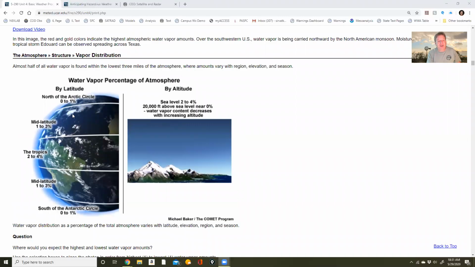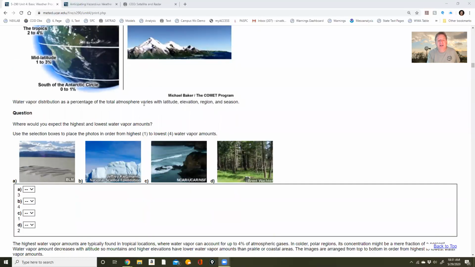Now, the atmosphere, when you're in the tropics near the equator, you're talking about 2 to 4% of the air is water vapor. Up in the mid-latitudes, which is where we live, in the middle latitudes in the United States, 1 to 3%. When it's colder, it's going to be less than that. It's also less the higher up you go, and there's something to do with temperature, and we'll deal with this.